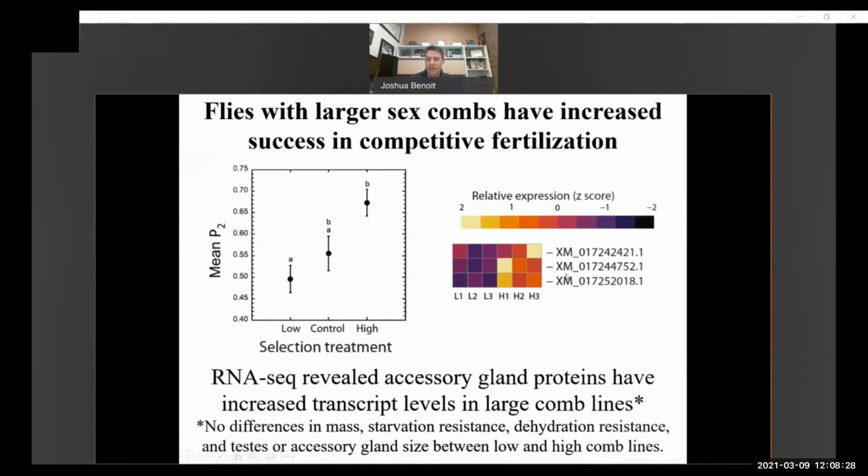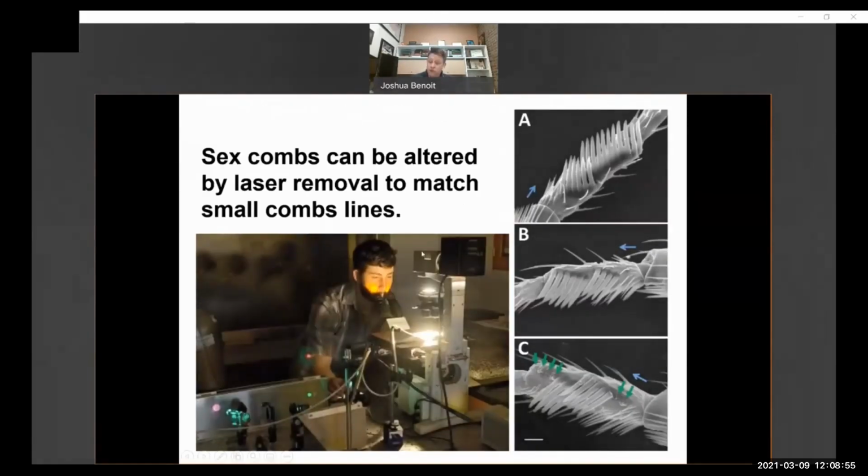So we did an RNA-seq analysis to figure out what was going on with this. The main thing that came up in all the lines selected for the sex combs, which are a pre-copulatory aspect, is increased levels of post-copulatory factors, which are accessory gland products, in the hyaline. So this suggested that maybe something post-copulatory was going on as well. We wanted to delve a little more into this, and so we used laser removal of the sex combs. And this is Carl here.